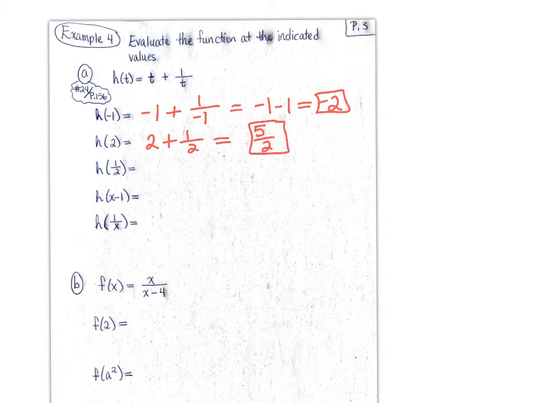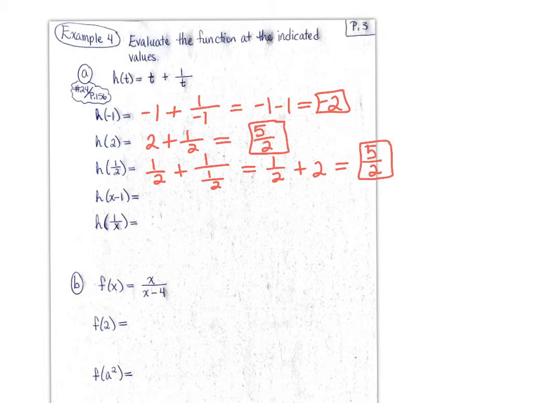Okay. h of 1/2. We substitute in 1/2 this time, right? So then you would have 1/2 plus 1 divided by 1/2. So that's 1/2. What's 1 divided by 1/2? 2. Good. So what do you get for this? 5 divided by 2. Good.